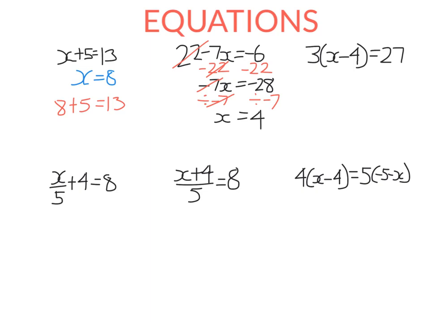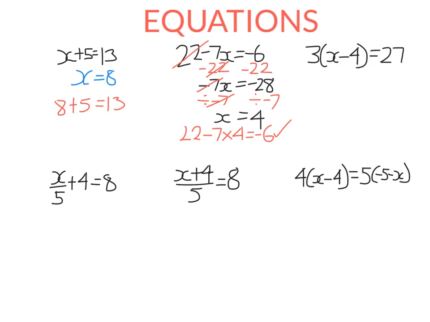That's my solution. So once again, I can check. If I substitute x equals 4, I get 22 minus 7 times 4 equals minus 6. Well, 22 minus 28 does equal minus 6. I know I'm right. If I substitute x equals 4, I get a true statement.